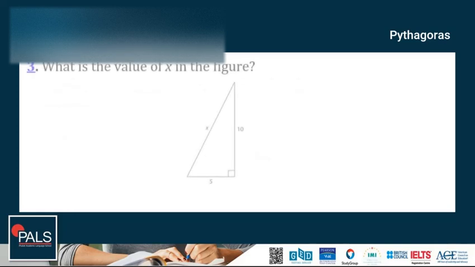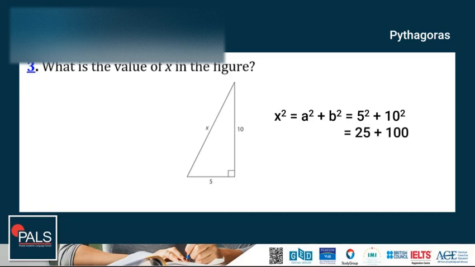Number 3. What is the value of x in the figure? Now, in the figure, x is the length of the hypotenuse. So we can use the formula for the Pythagorean theorem. So x squared is equal to a squared plus b squared. Plugging in the given values, we have 5 squared plus 10 squared, which is equal to 25 plus 100. And then the square root of 125 is 11.2. So the measure of the hypotenuse is 11.2.